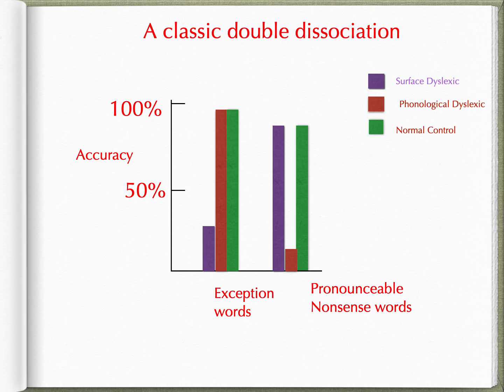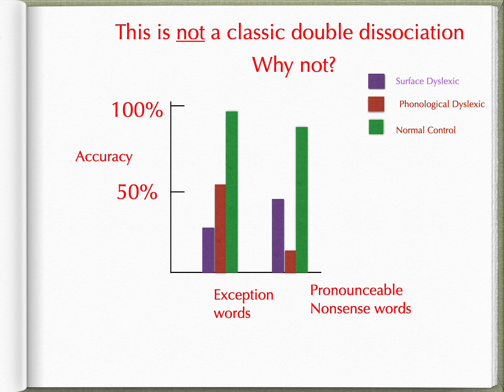Be very careful. This definition is a very rigid one. You have to be normal on one task, not less impaired. So this is a clear double dissociation, implying those two routes are really separate. You can damage the non-lexical route, leaving the lexical route intact, and vice versa. And this is the evidence for it.